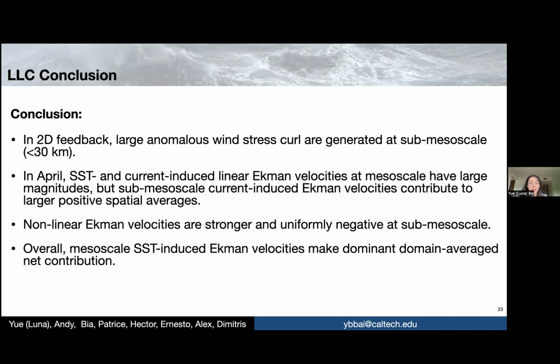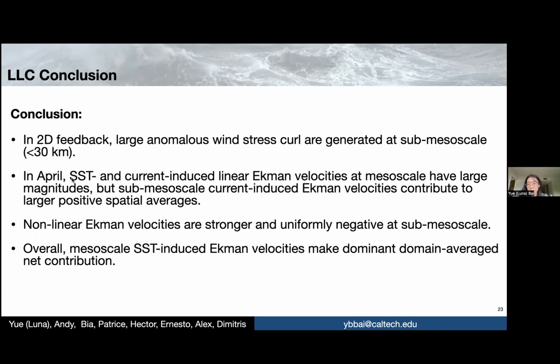And so for a conclusion of what we learned in the LLC simulation, or in the coupled simulation, the first thing is we're able to recover this 2D feedback in the eastern boundary currents. And we also find that large anomalous values of the wind stress curl are only generated at sub-mesoscale, or smaller than 30 kilometer scale.